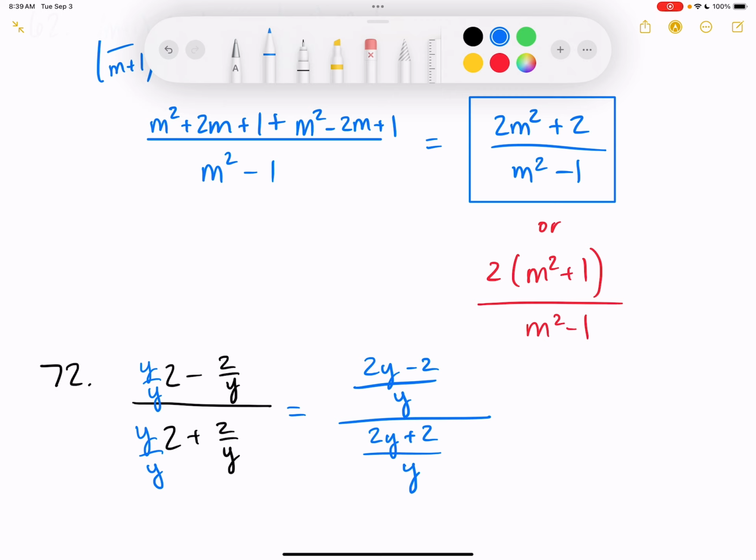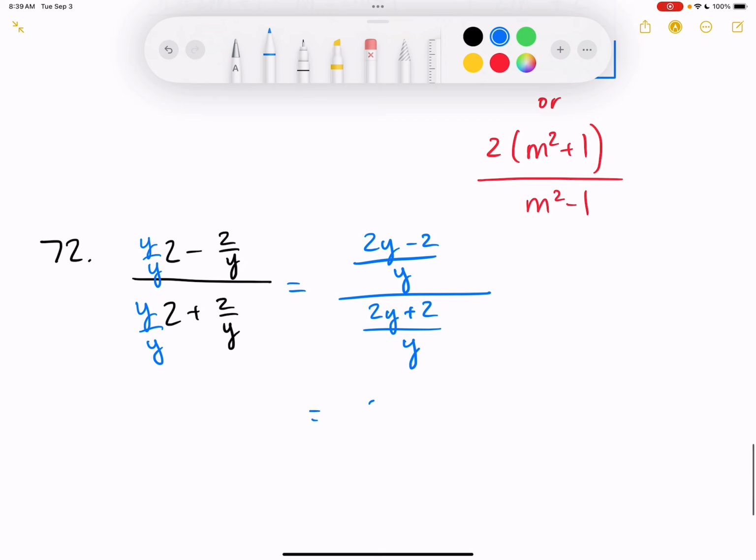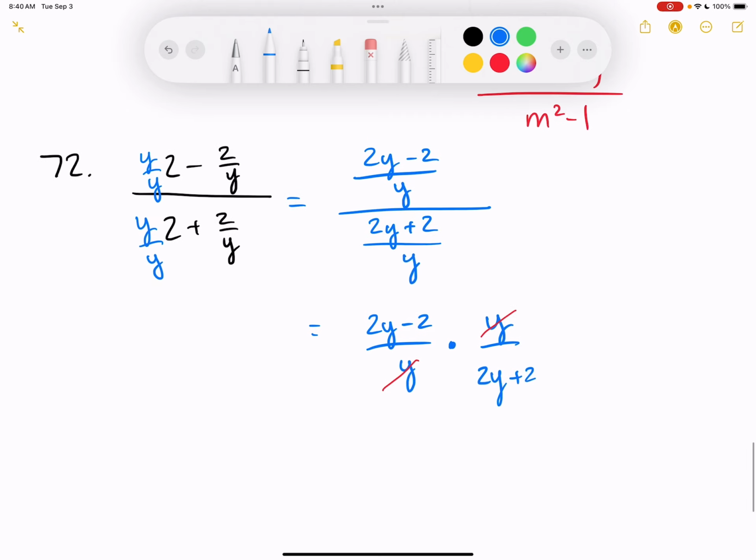Now notice on top I have one singular fraction, on the bottom I have one singular fraction. So at this point, keep, change, flip. I'm going to have 2y minus 2 over y times, flip this one, y over 2y plus 2. The y's will cancel. Top and bottom, you cannot cancel 2y because they're being added or subtracted. So you can't do anything with that. So this is going to give me 2y minus 2 over 2y plus 2.